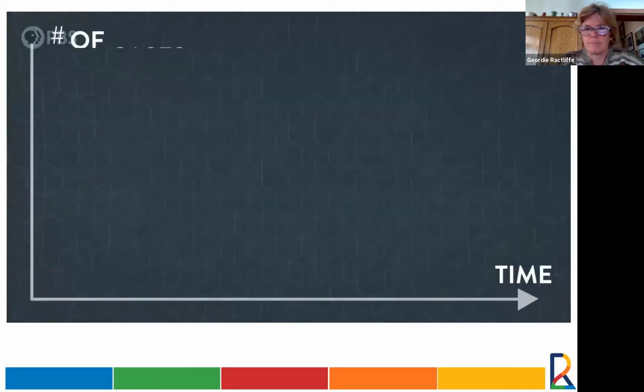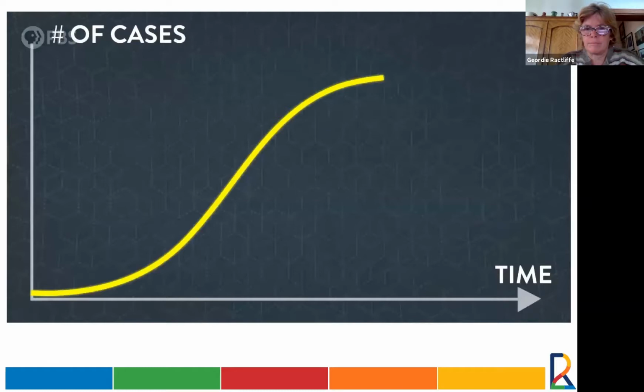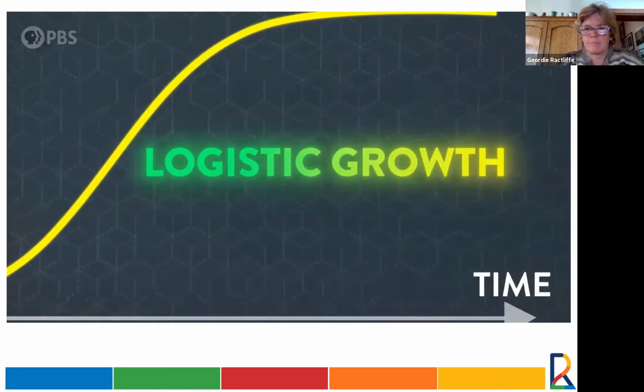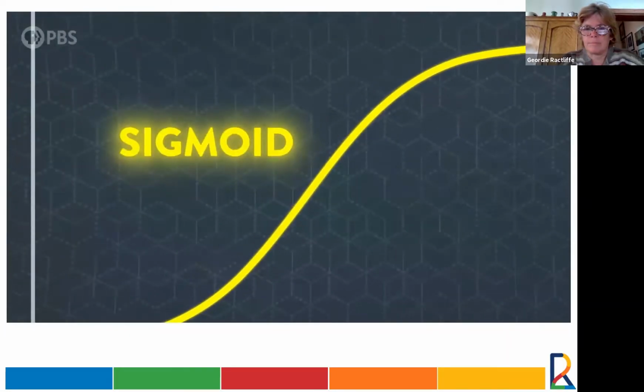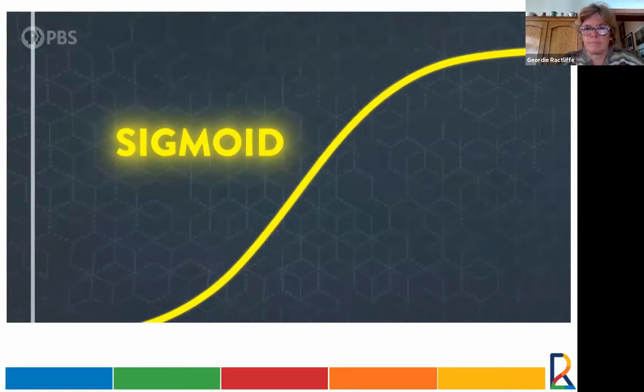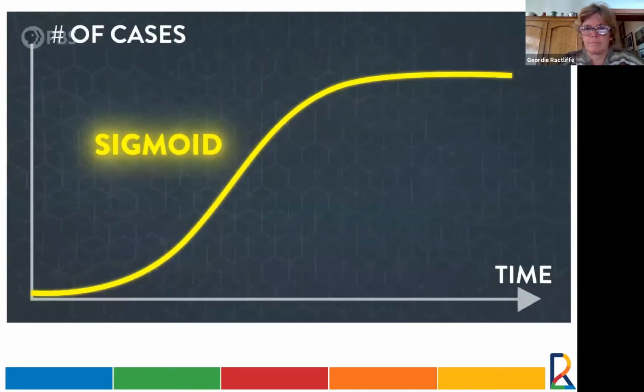But over time, the growth rate will naturally slow down, and we end up with a curve for the total number of cases that looks like this. This is called logistic growth, and we call this curve a sigmoid, which is a weird name, but luckily it starts with S, which also happens to be the shape of the curve.